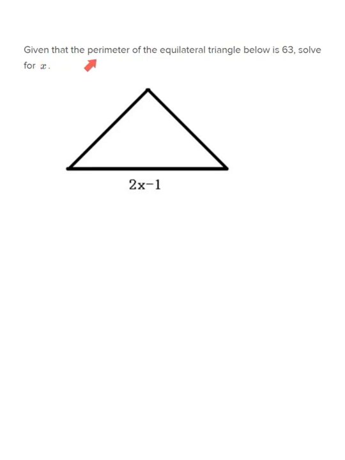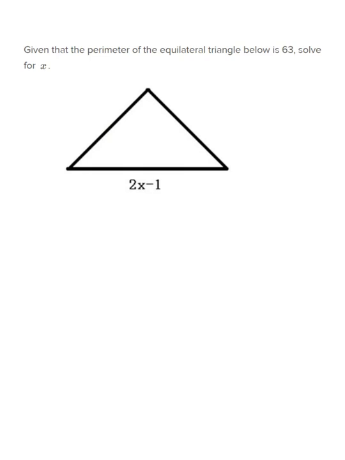So it says, given the perimeter of an equilateral triangle. What does that mean? Equilateral means that every side is the same length. So every side is the same length. And they tell us that the perimeter of the equilateral triangle is 63. So the distance going all the way around this triangle is 63 units, and each side is the same length.